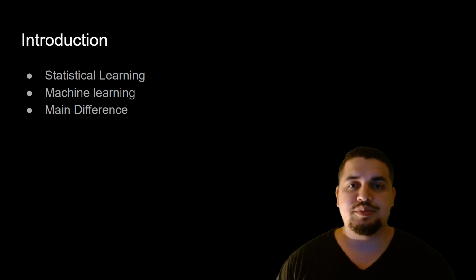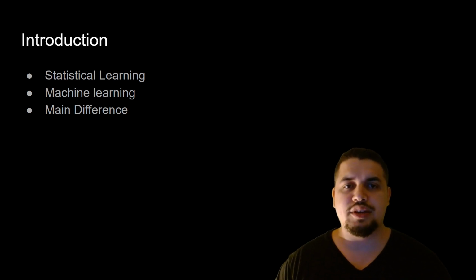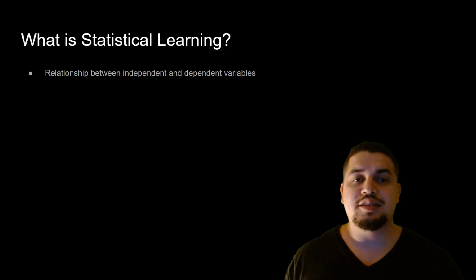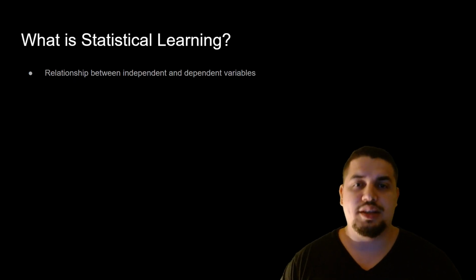The main difference between statistical learning and machine learning is the emphasis on interpretability and theoretical understanding in statistical learning, while machine learning often prioritizes predictive accuracy and computational efficiency. To put it simply, statistical learning ensures that machine learning models are not only effective, but also comprehensible and reliable in their predictions. Statistical learning is about finding a relationship between an independent and dependent variable.